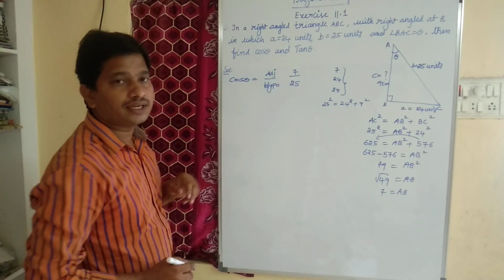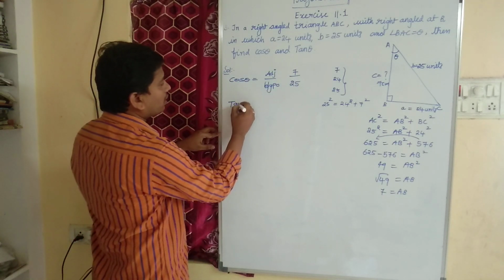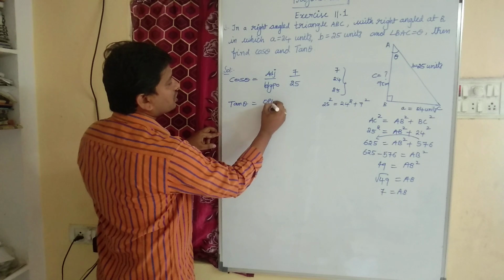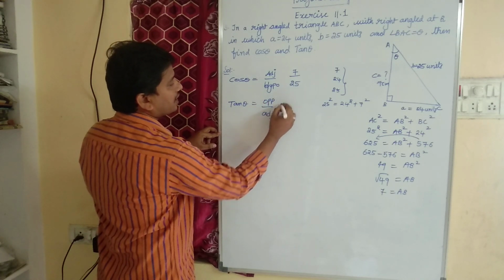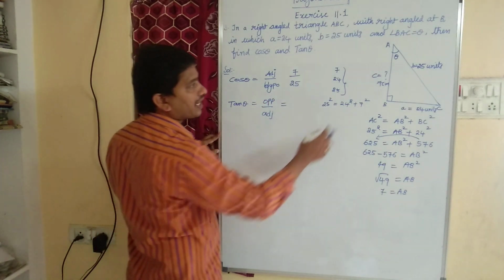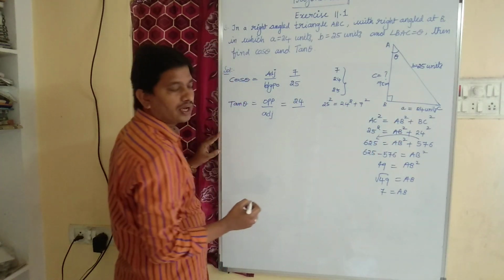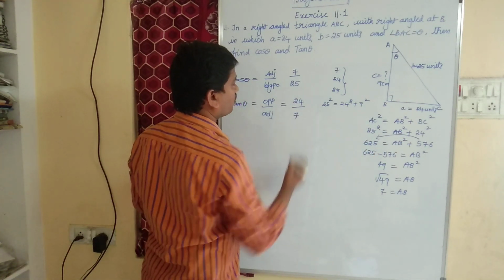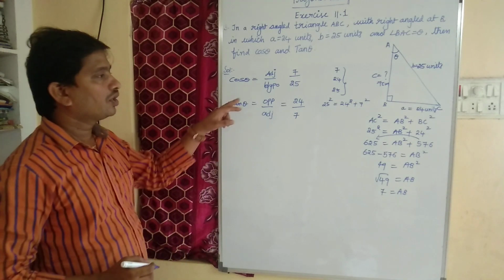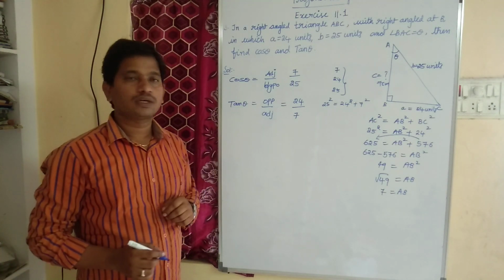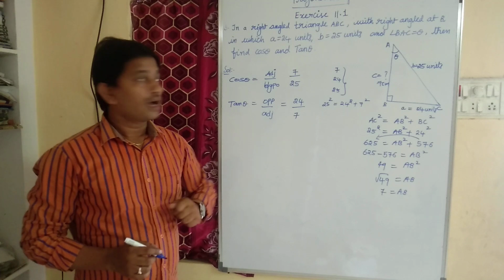Now coming to tan theta, what is the tan ratio? Tan is the opposite side by the adjacent side. So what is the opposite side? With respect to theta, the opposite side is 24 units and the adjacent side is 7 units. So tan theta is nothing but 24 by 7. Is it clear, children? Yes.